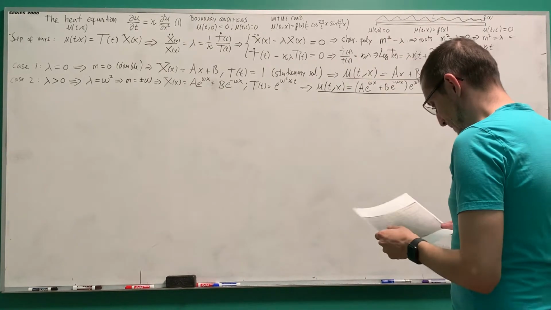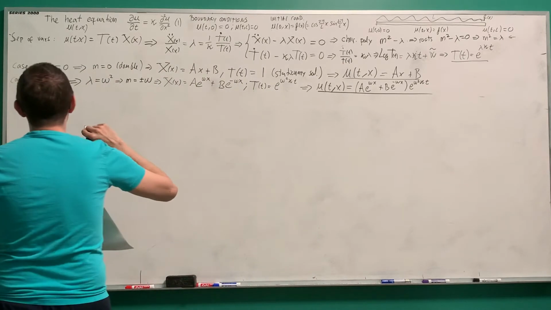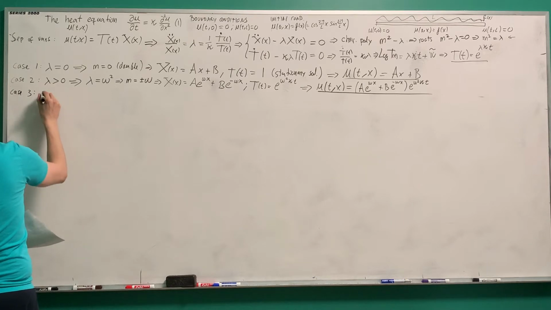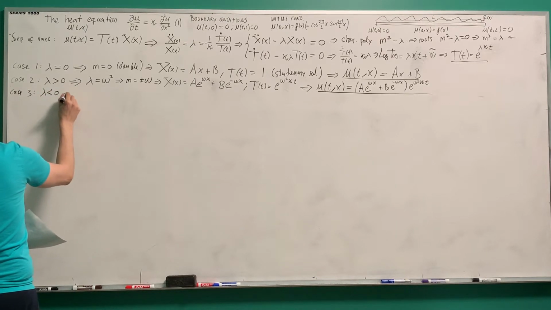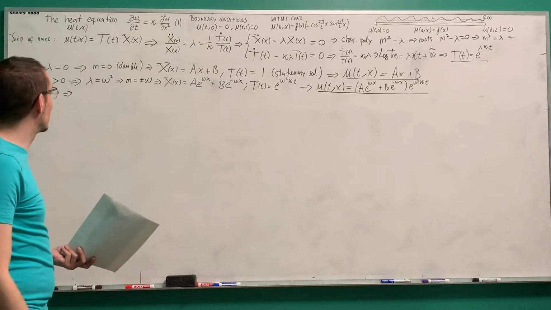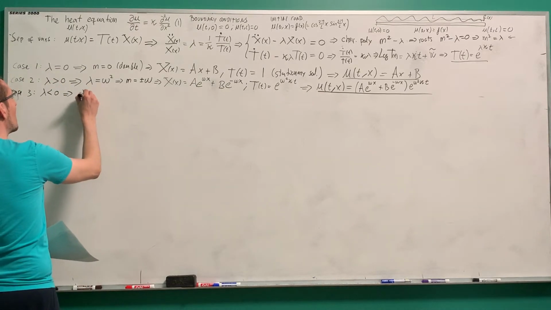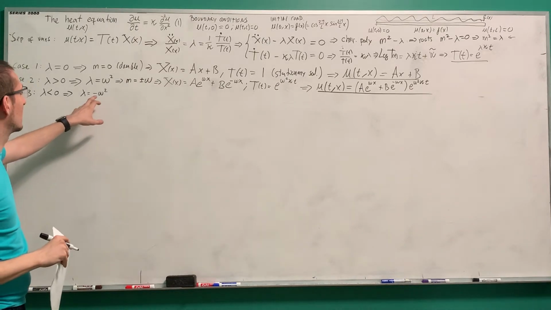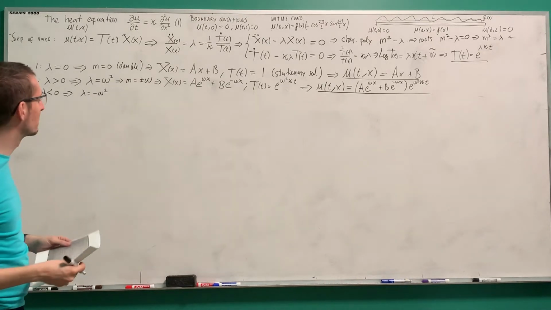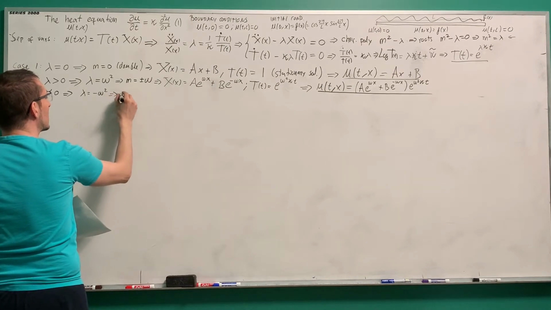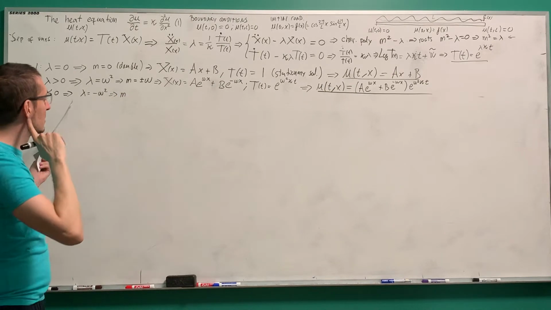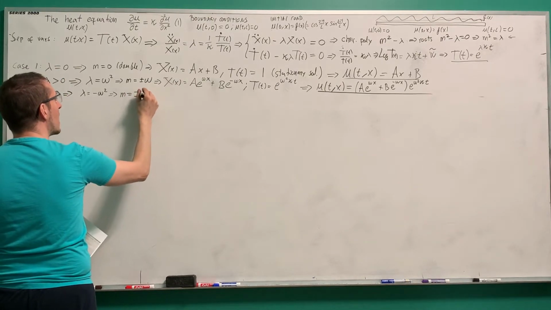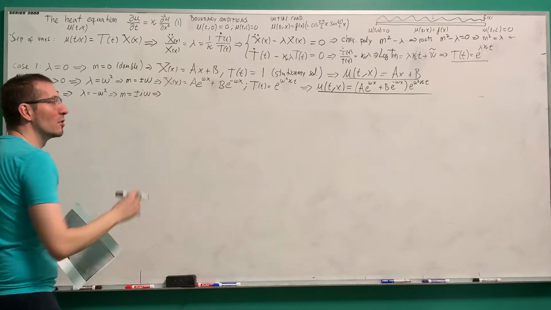So, alright. Now, case 3. Lambda is less than 0. Now, if lambda is less than 0, let me write lambda as minus omega squared, right? Because if lambda is negative, then it's certainly minus something squared, which is always positive. So I call it omega. Now, in that case, m, which is of course the square root of lambda, would be equal to plus minus i omega. I get a pair of complex conjugate roots.